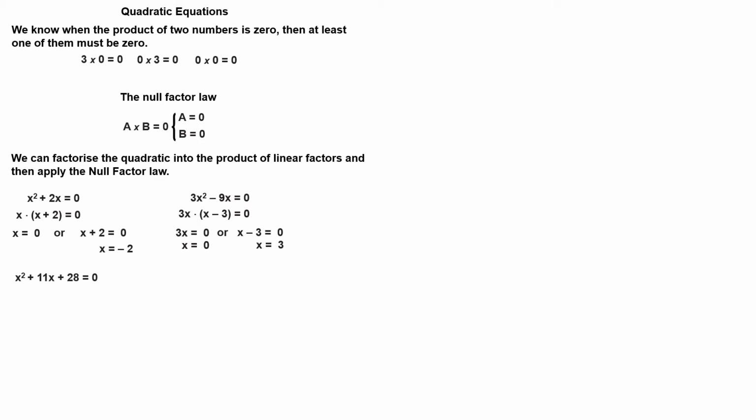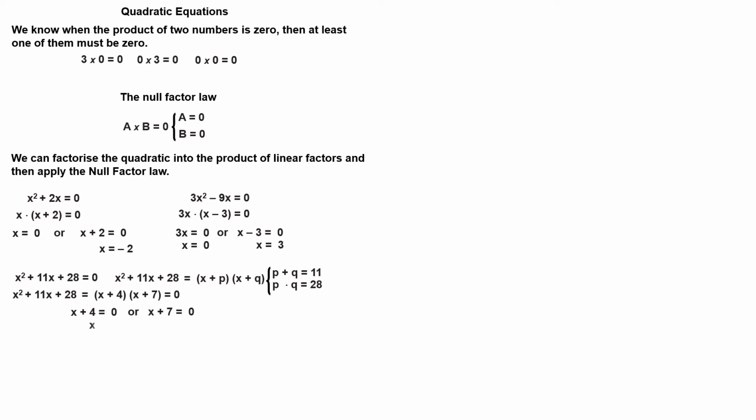To solve this trinomial, begin by factorizing the quadratic. Find two numbers with a product of 28 and a sum of 11. The numbers are 4 and 7. The product of x plus 4 and x plus 7 is 0, so x plus 4 is 0 or x plus 7 is 0. x is minus 4 or x is minus 7.